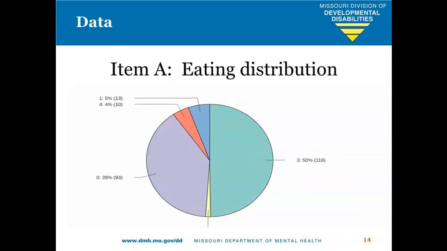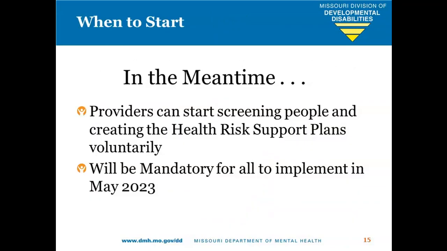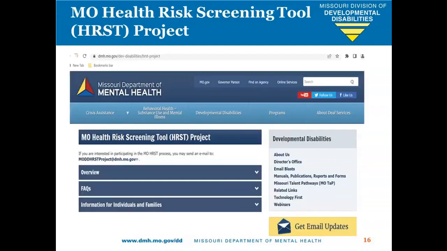And then I just parsed it out. Eating distribution, according to this, most people needed some kind of support during eating. There was about 39% that didn't, so over half. All these over here needed some level of support with eating. And as I said, the providers can start screening at any time. So I just wanted you all to be aware of it, and I'd be glad to talk more about it or answer questions. Is it okay, or do you put things in chat?